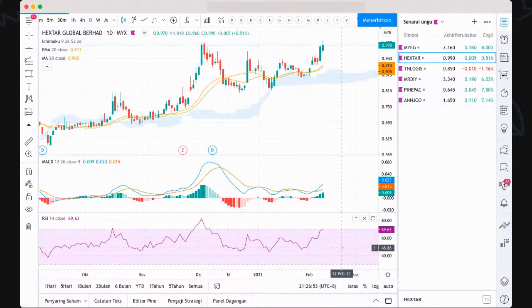Okay, so I'm expecting tomorrow Hexstar can break out. Even if the price of Hexstar cannot break out, we can see clearly from RSI whether the momentum is slowing down or decreasing back after testing the 70 level. So yeah, that's about RSI.